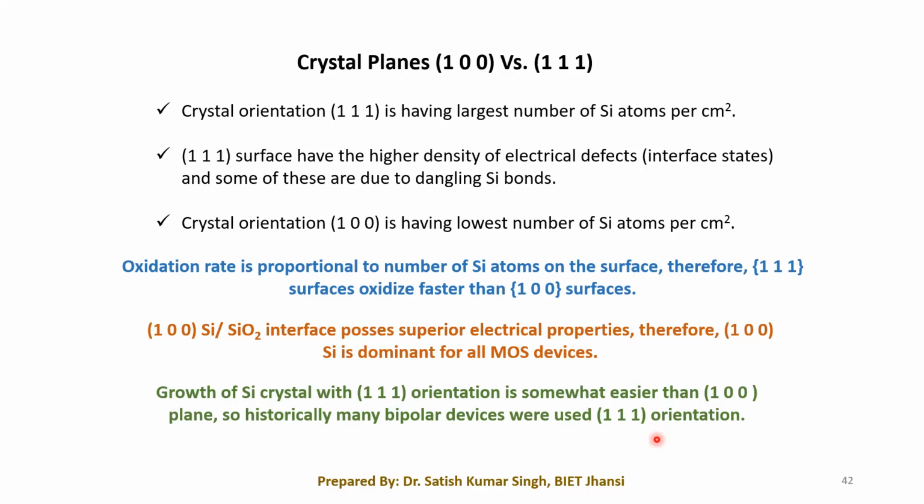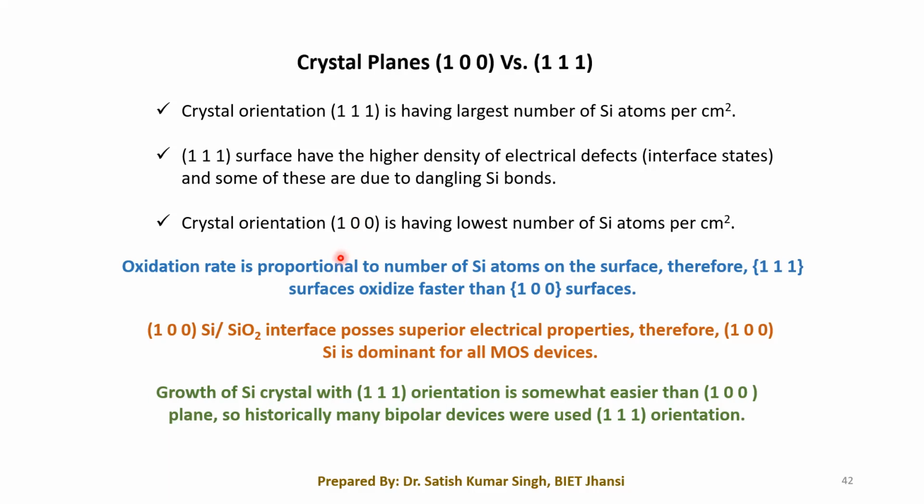But nowadays, you remember, even bipolar junction transistors use the 100 plane. We rarely use the 111 plane. So we are using 100 planes in fabricating almost all devices because they have certain superior electrical properties due to this interface. Fine. So you have to remember all these things that I explained about the crystal planes and why this orientation is very important.